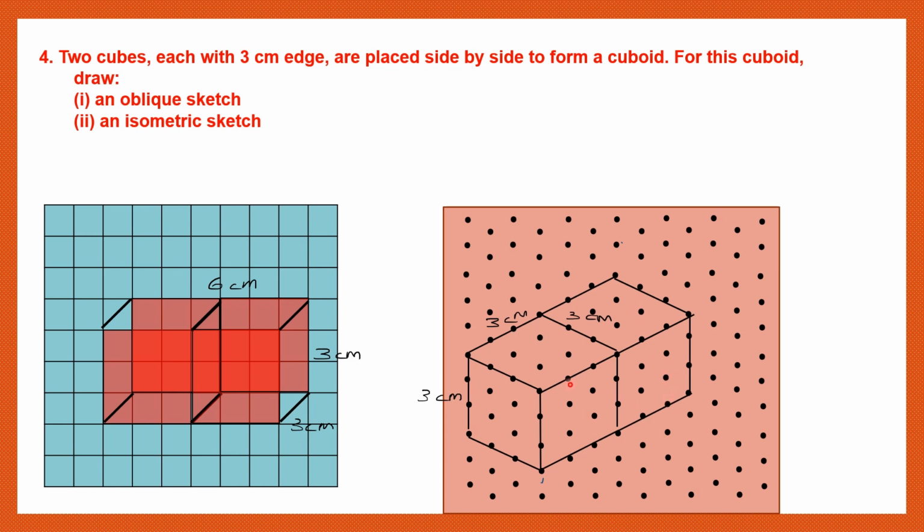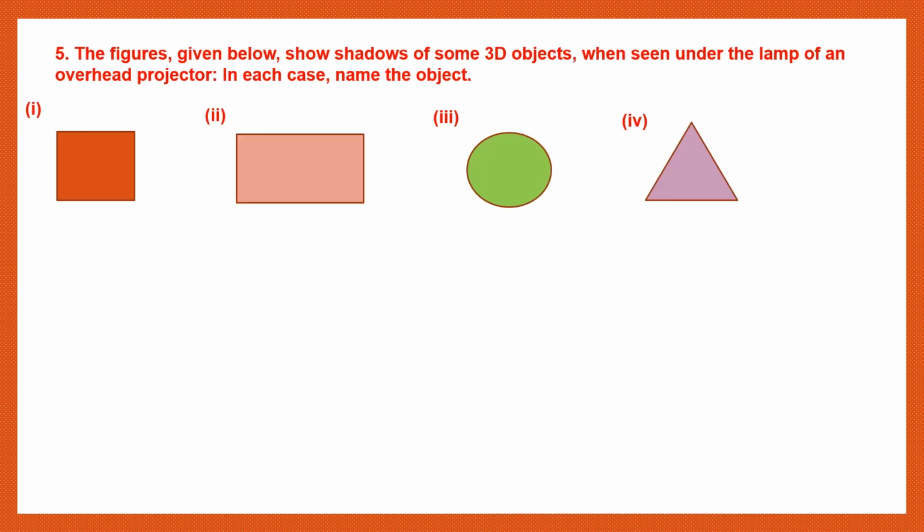So now can you see this has become 6 centimeters. So let's correct that and write it now. So now this has become a cuboid. The two cubes together have now formed a cuboid of length 6 centimeters. Height is 3 centimeters and the width is 3 centimeters. So this is the height, this is the width, and this is the length. So we have done this. We have drawn an oblique sketch and we have drawn an isometric sketch.